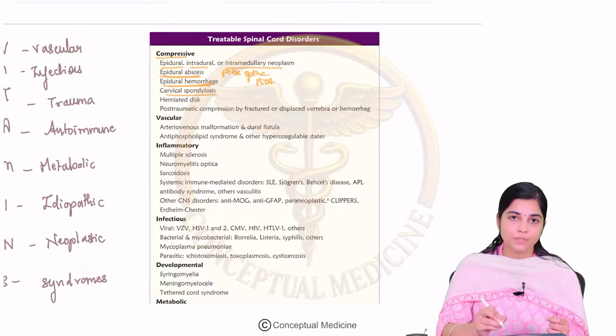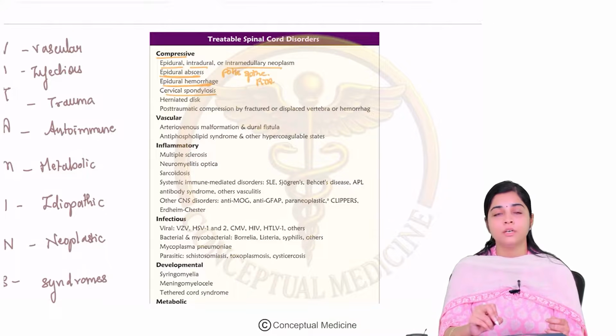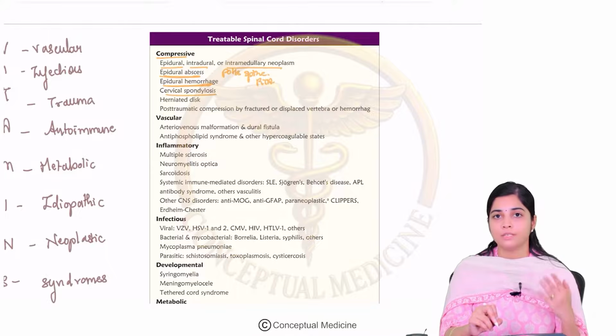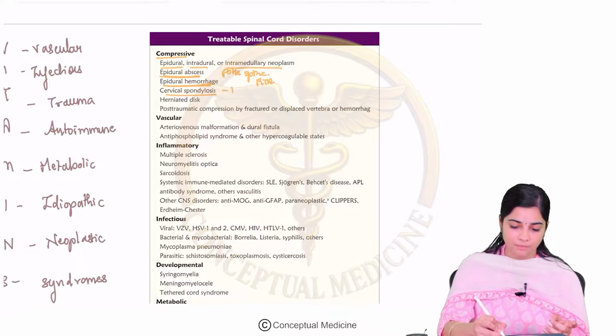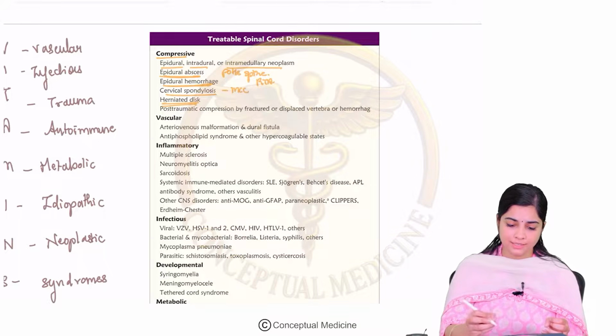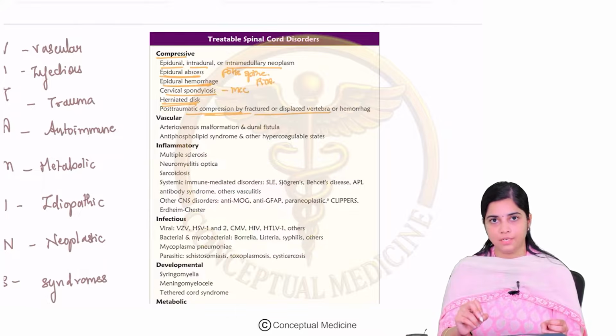Then cervical spondylosis. A very common feature of cervical spondylosis is that you have neck pain and they can have some kind of sensory disturbances, and if very severe they can have weakness as well. Cervical spondylosis is one most common cause of compressive myelopathy. Presence of a herniated disc or post-traumatic compression by fracture, displaced vertebra and so on.